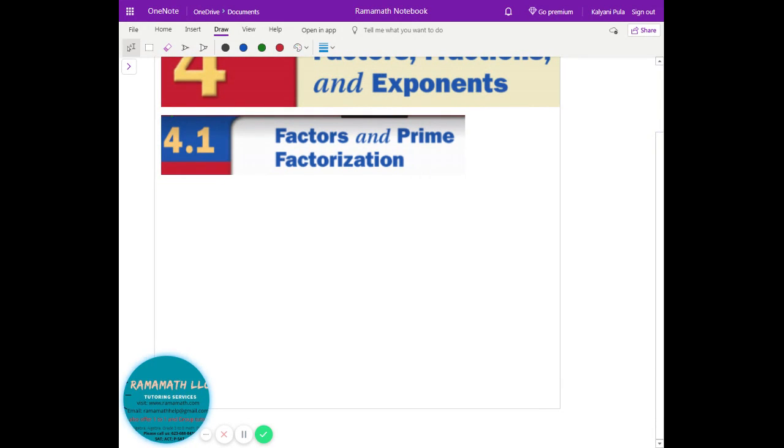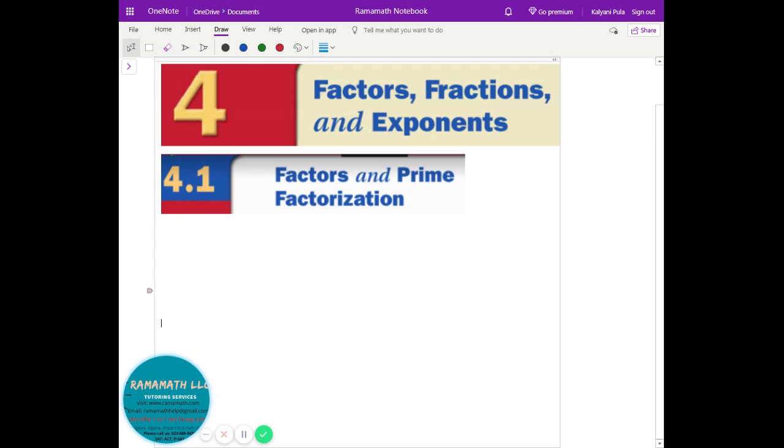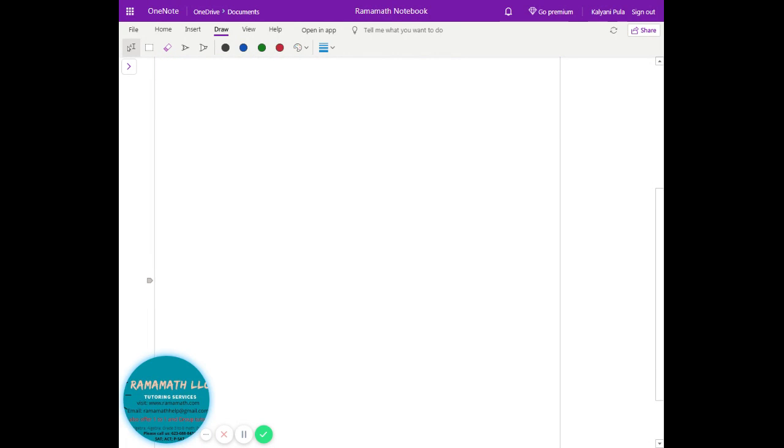Factors and prime factorization. When you write out the factors, you're looking at how many different ways you can write a number. Let's say, for example, take 24. I can write it as 1 times 24, or 2 times 12, or 3 times 8, or 4 times 6. And if you want to write more, 6 times 4, at the end it repeats them all.